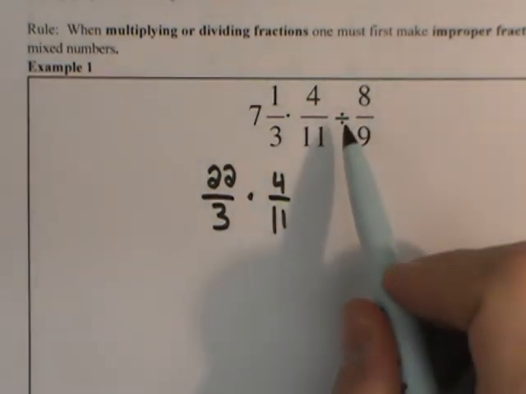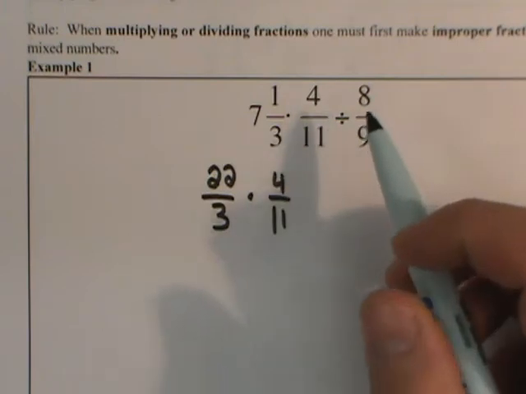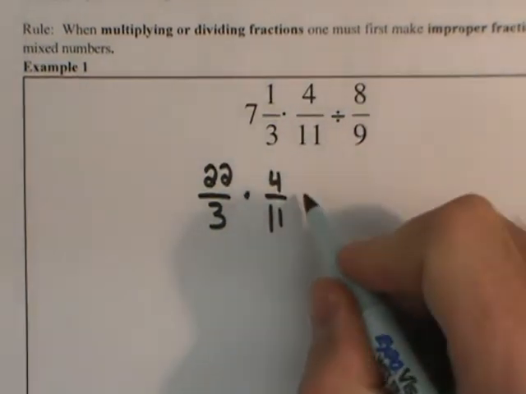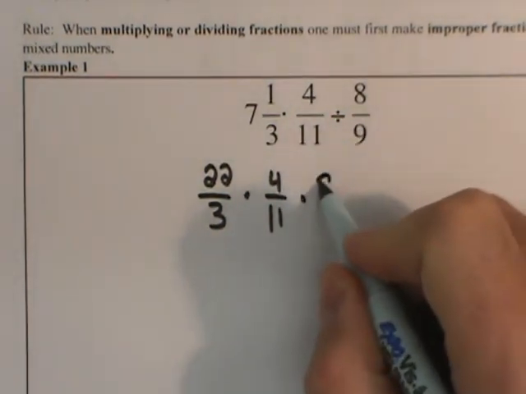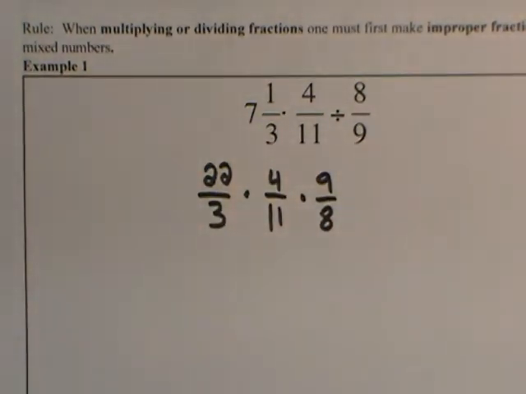The third one, it says divide by 8 9ths. When you divide a fraction, you have to multiply by its reciprocal. So I'm going to multiply by 9 8ths. Please use a proper vocabulary. I don't want to hear flipping. I don't want to hear anything like that. It's multiplying by a reciprocal.